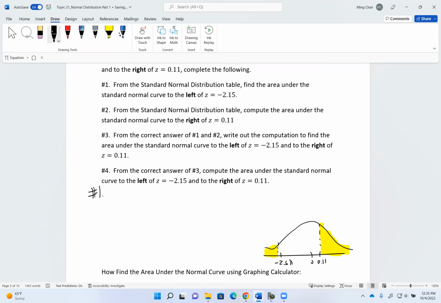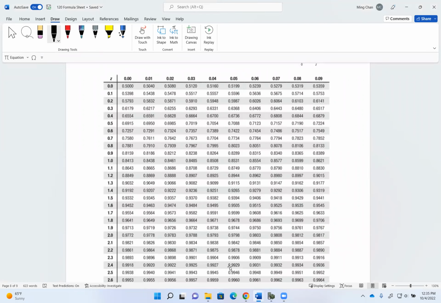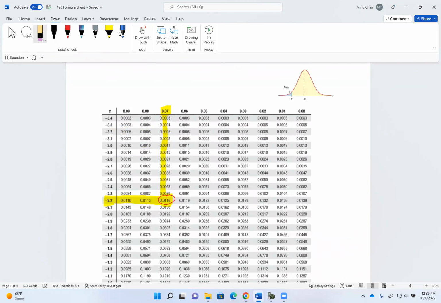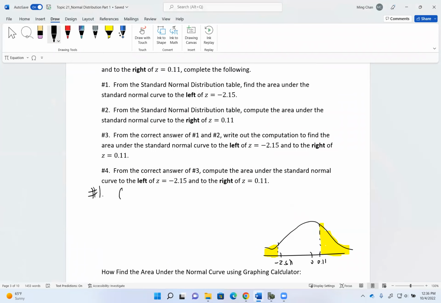Okay, to the left of negative 2.15. Negative 2.1, and then 5 is right here. So that will be 0.0158. Okay, so that's the area of this.